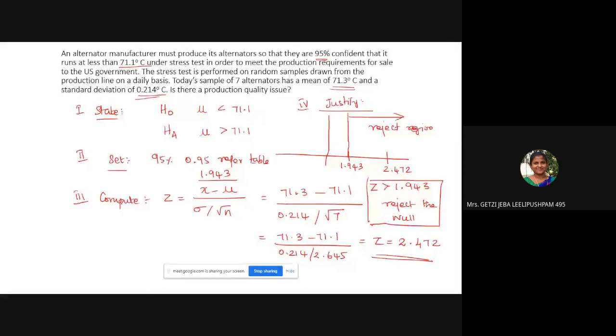What is the meaning of that? What he says is wrong. So it is not 71.1 degree. It really shoots up greater than 71.1 degree. So there is really a production quality issue. You have to look into the production quality and check that the production quality is solved, that the quality is corrected. So this is how you will do a hypothesis testing. We'll see one more example also.